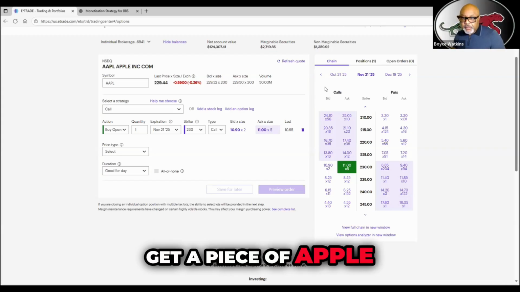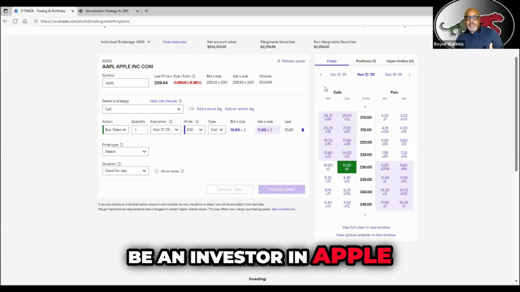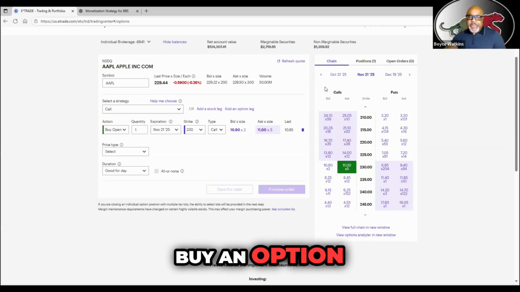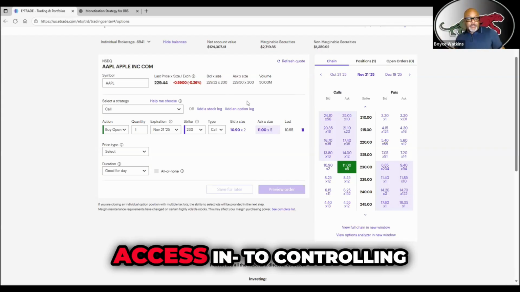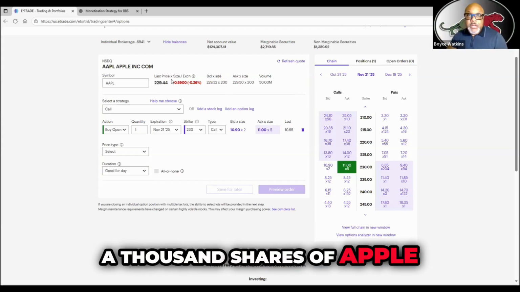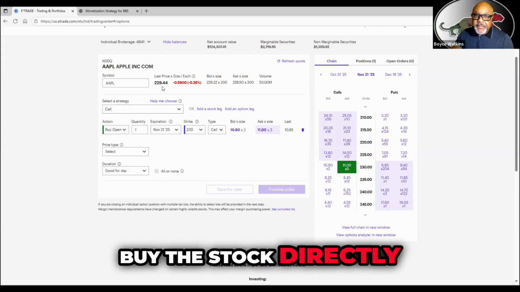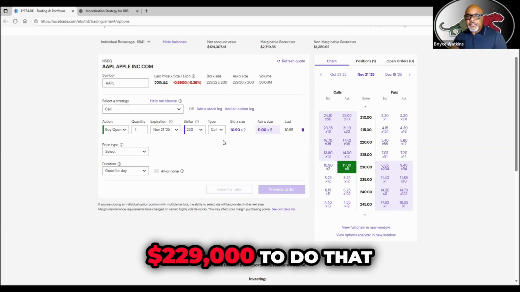which means that if I want to get a piece of Apple and I want to be an investor in Apple, then maybe I just buy an option. The price of the stock is 229 a share. Let's say I want to get 1,000. I want to get access to controlling 1,000 shares of Apple. If I buy the stock directly, it's going to cost me $229,000 to do that.